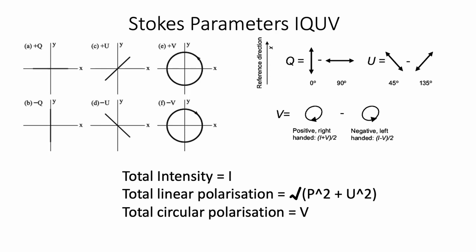Q and U tell you about all the characteristics of the incoming signal. They're a good way of doing it because you can combine them for things that aren't 100% polarized. So things which are a mixture of polarizations can be well described by the Stokes parameters. If you want to measure the total amount of linear polarization, that's the square root of Q squared plus U squared, and the total circular polarization is V.